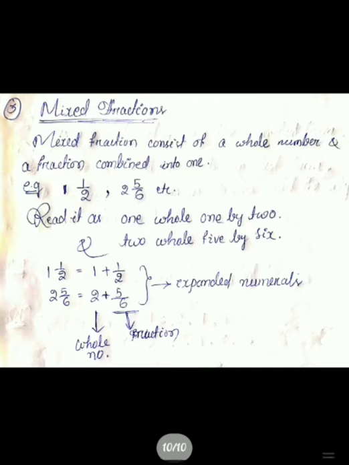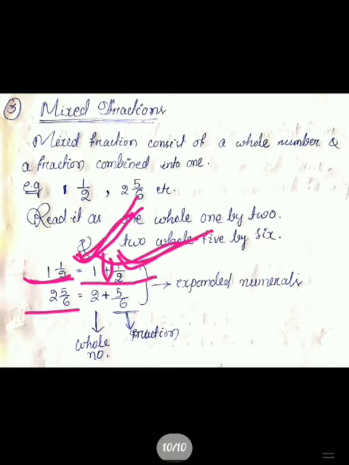Okay, students, in expanded form you can write 1 whole 1 by 2 as 1 plus 1 by 2. That means it is a combination of a whole number and a fraction. Combination means addition. This is a whole number and a fraction: 1 plus 1 by 2. Here also 2 whole 5 by 6 means 2 plus 5 by 6. 2 is our whole number and 5 by 6 is our fraction.